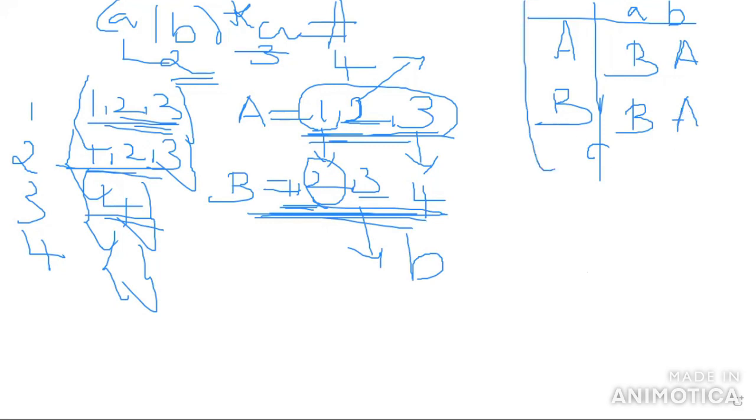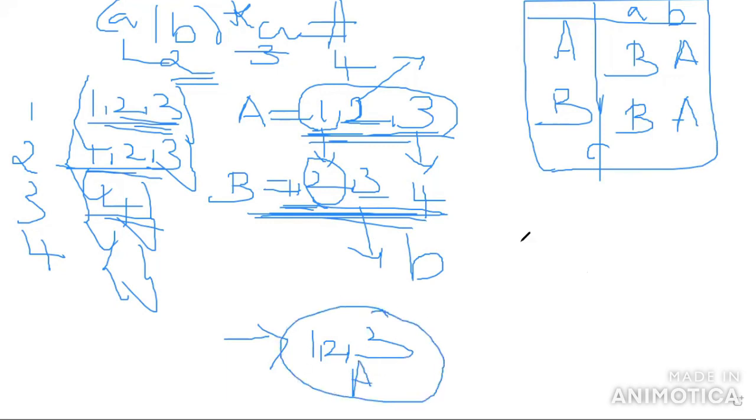So this is the transition table. Then you can draw the transition diagram. A is 1, 2, 3. On a, A moves to B, which is 1, 2, 3, 4.